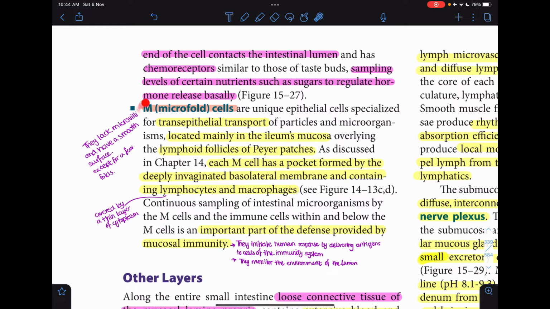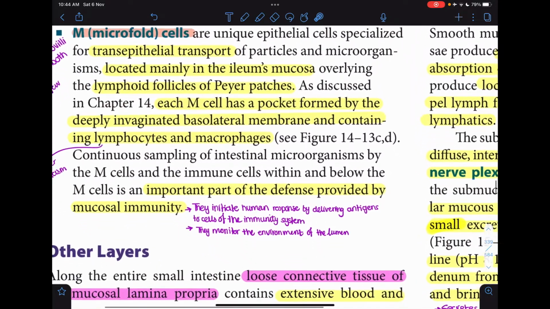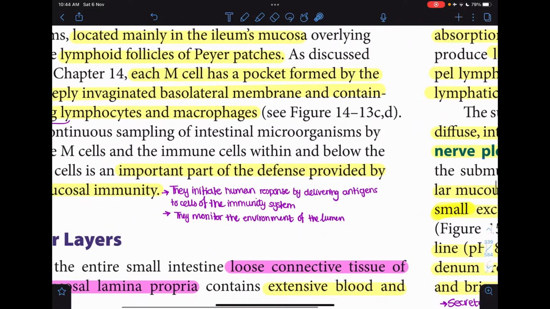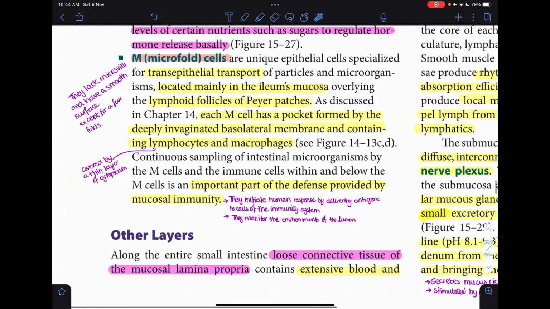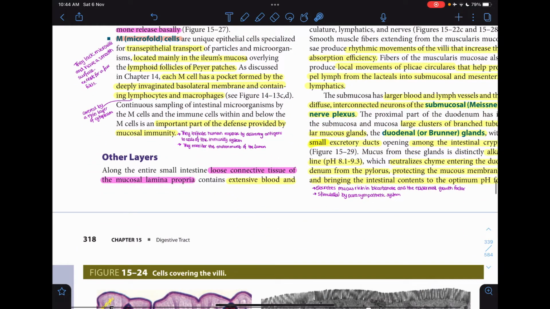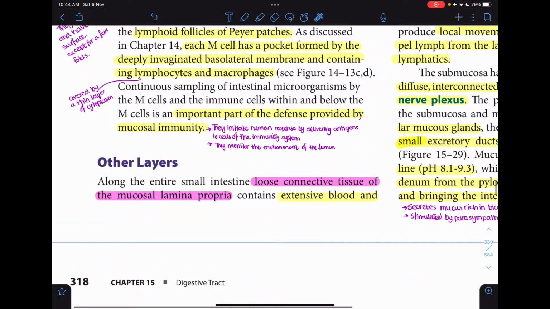So the M cells lack microvilli. They have a smooth surface except for a few folds. They're covered, as we said, by the lymphocytes and the macrophages that are present in the pockets of the M cells. They are covered by a thin layer of cytoplasm. And these M cells initiate the immune response by delivering antigens to the cells of the immune system. They also monitor the environment of the lumen by sampling, as we said. So now we will talk about the other layers of the small intestine.